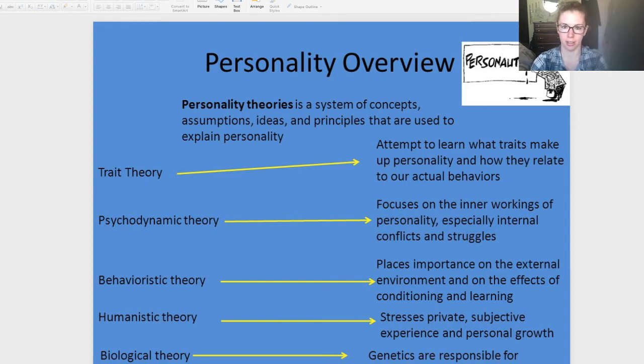A personality theory is just a system of concepts, assumptions, ideas, and principles that are used to explain personality. We're going to start with the psychodynamic theory and move our way through to the trait theory of personality. I'm not going to go through each of these right now because you should be able to find this slide in our handouts. If not, I'll go make sure that it's there. And it's a nice overview. You need to be able to explain the difference between the different theories of personality, and this is a good slide for that. But we're going to talk about each of them individually.